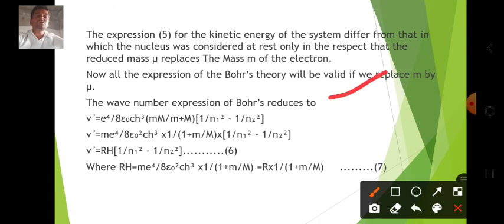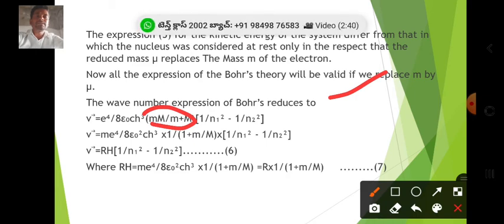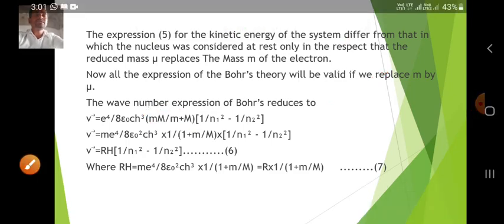Next, now the wave number expression of Bohr reduces to this. Okay, and from this, what is written is like this. Sorry for the disturbance.